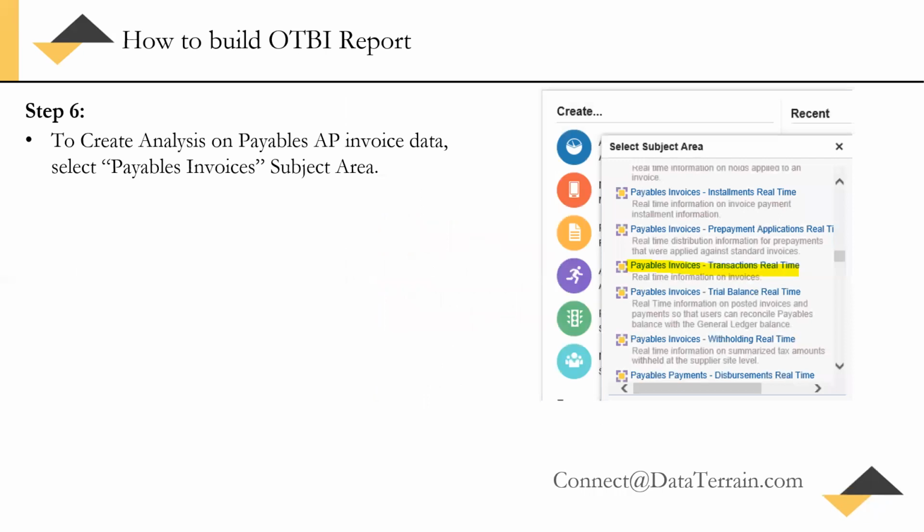For creating a report, you need to select the subject area. For example, I have shown here Payable Invoice. So this is the subject area. I want to get the payable invoice for some of the employees, so I'm taking this subject area as a sample here. I'm just clicking on the Payable Invoice Transactional Real-Time Data subject area.